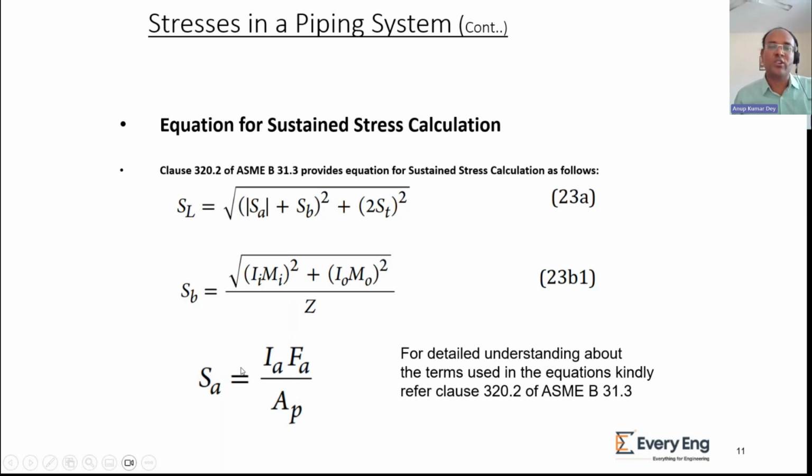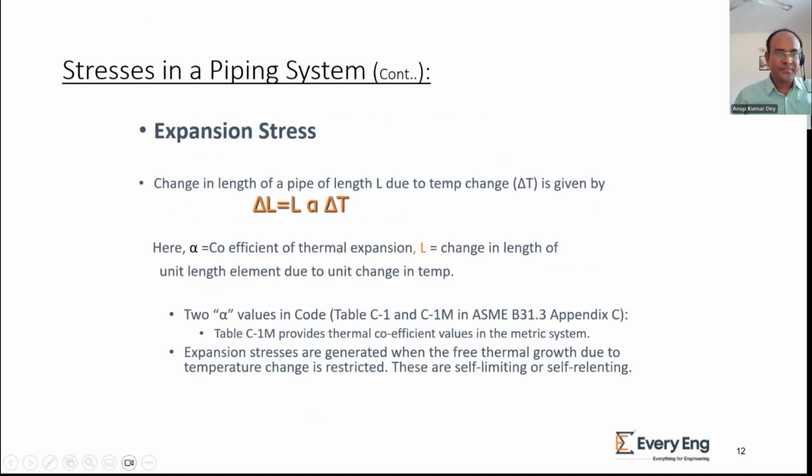I am not explaining all those details because for the preliminary calculation it may not be required. You can study from the code itself, from clause 320.2 of ASME B31.3. Based on this, the software does the work, and we do not calculate all this manually. Software will be doing this task for us, and these are the usual formulas that are used in the background of those software. Let's move on to expansion stress.